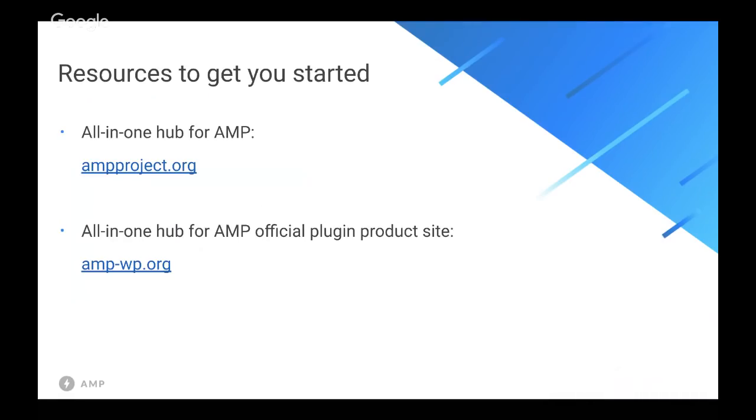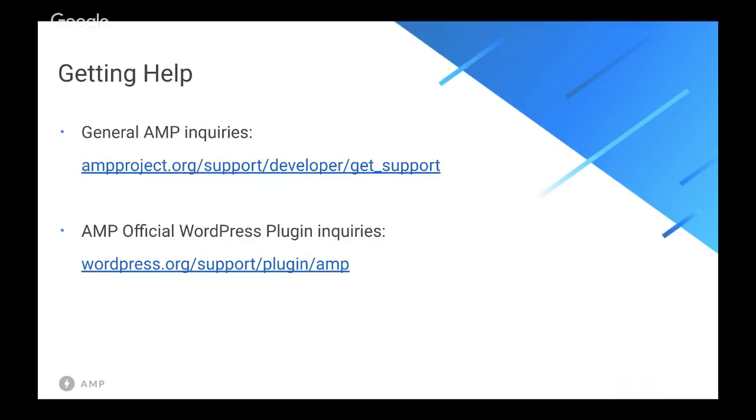So that is the basics of AMP and the WordPress plugin. And we have, of course, many different sources to get you started. For example, for the AMP all-in-one hub, you can take a look at ampproject.org. And the all-in-one hub for the AMP official plugin product website is ampwp.org. If you have general AMP queries, you can get support from the AMP project link. And for any AMP official WordPress plugin questions, you can again get support by following the link.